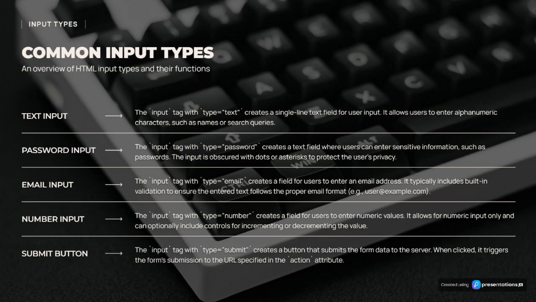Moving on to the common input types. Some of the most frequently used input types are text, password, email, and number. Text is used for plain text input like names or addresses. Password is used to mask user input for sensitive fields like passwords. Email is used to ensure the input is a valid email format. And number is used to accept only numeric values and provide increment and decrement controls. These types are the building blocks of most forms and are intuitive for users to interact with.